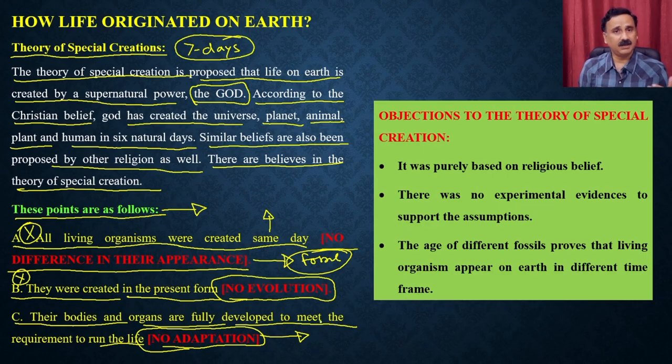There is adaptation in every organism, and that's how it actually gives rise to different organisms. So all these three points which were part of this particular theory have not been found to be true. Apart from that, there were a series of objections to this theory of special creation. What is number one? So number one was the major objection.